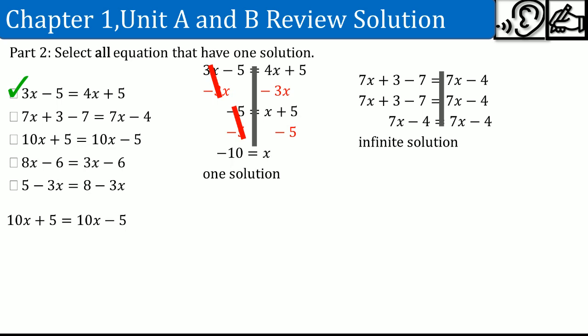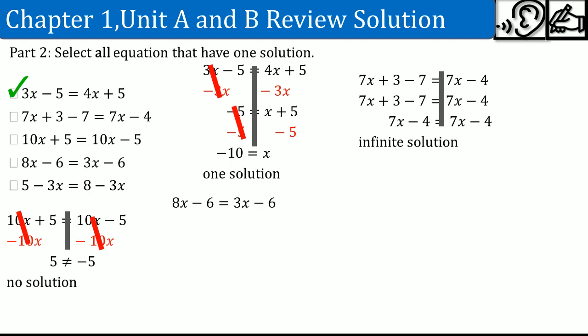Next one, 10x plus 5 equals 10x minus 5. Okay, rewrite the equation. I need to get the variable alone. 10x on the left, 10x on the right. So I have to subtract 10x from both sides. In that process, 5 does not equal negative 5 because that's all I have left. So that is also a no solution.